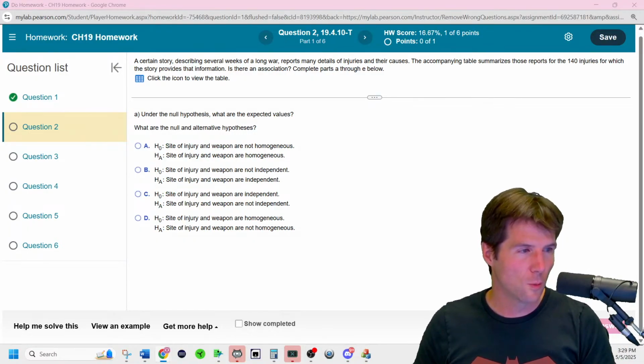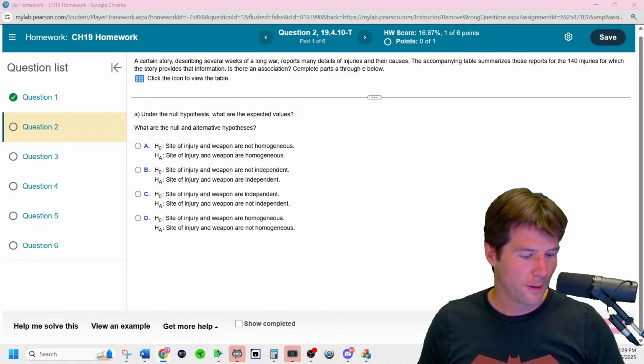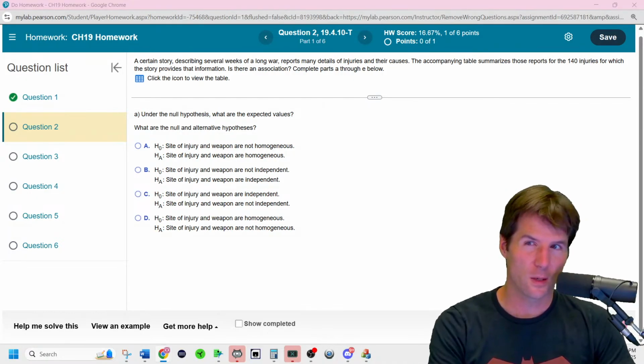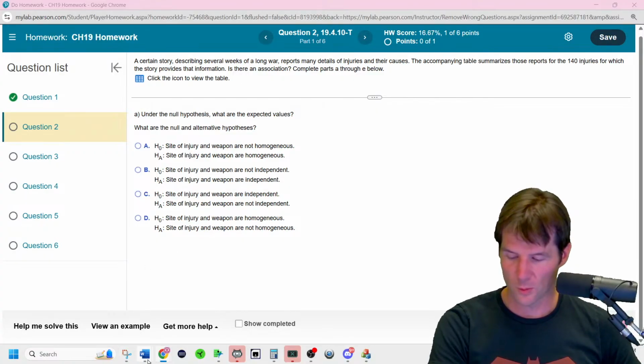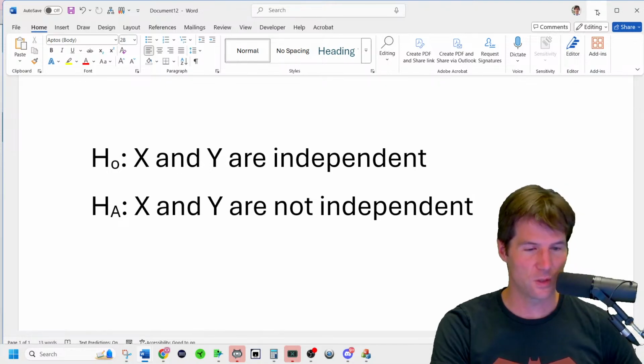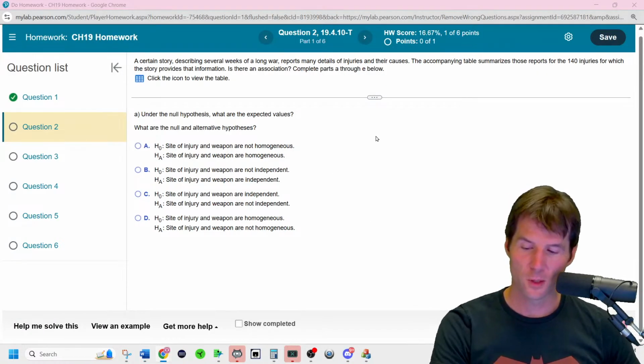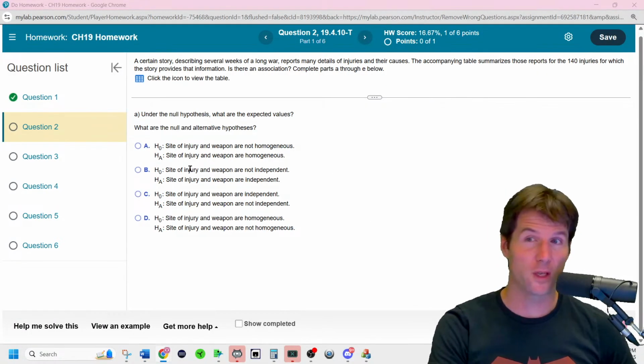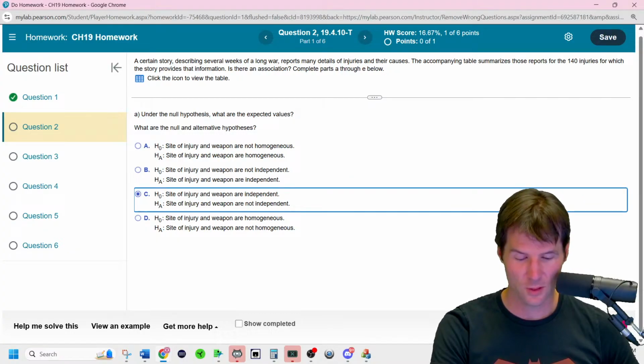Start 201, Chapter 19 homework, Question 2. Okay, so this one right here, same idea going on. Whenever you write a null and alternative for the chi-squared test of independence, you do it the following way. You always put the null is that two things are independent, and the alternative is that they're not independent. Remember, this is the chi-squared test of independence, one of the easiest ones to write the null and alternative for. So the null is that the site of the injury and the weapon you get injured with are independent. The alternative is that they're not independent.